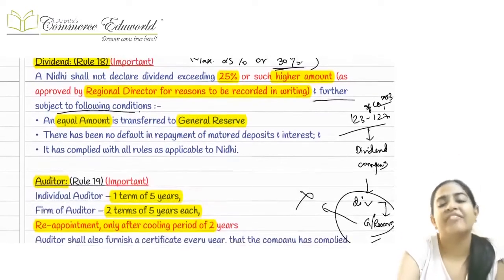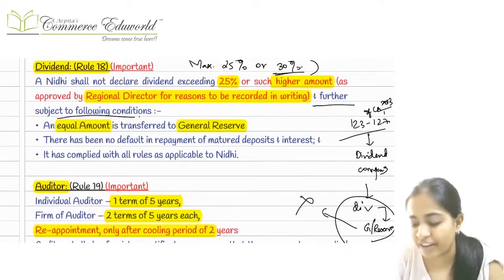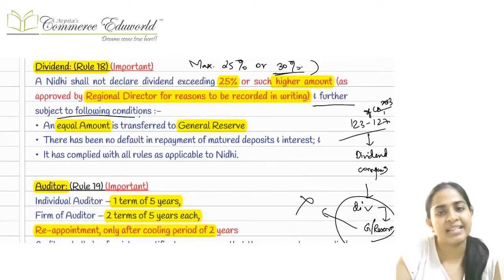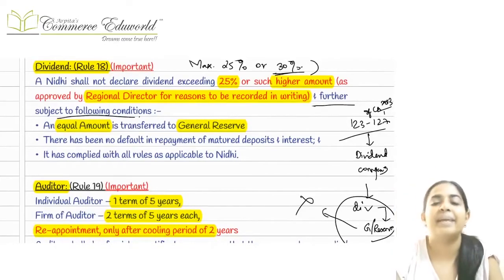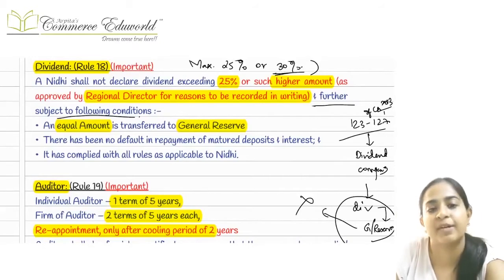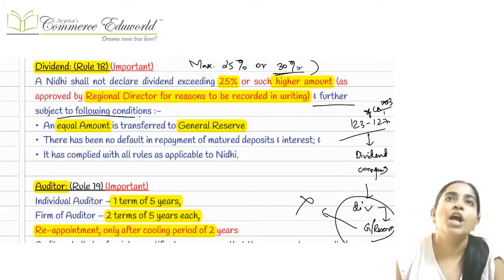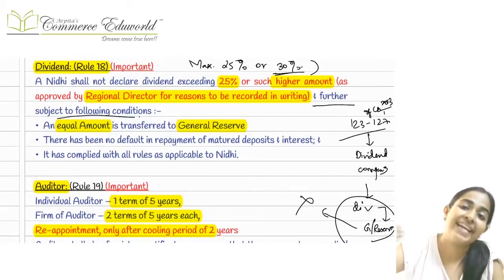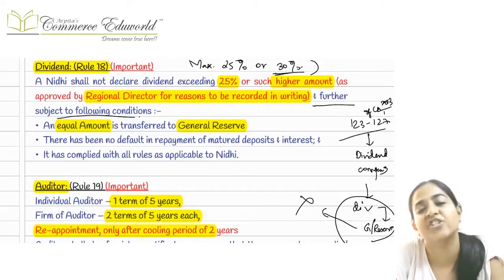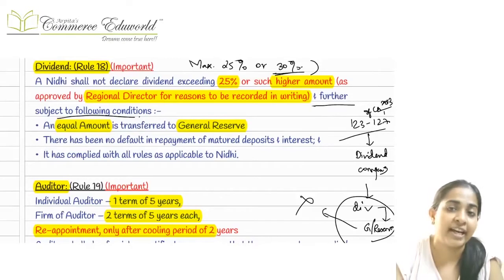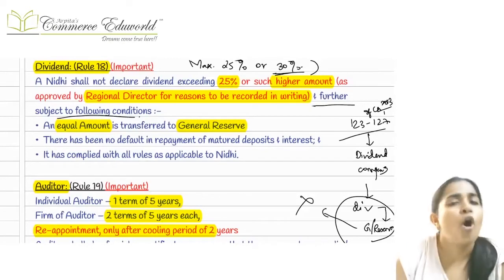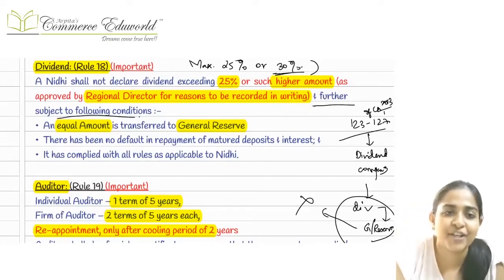Then going on to dividend. In case of dividend, Nidhi company, since it is having share capital, it can pay dividend, right? It can pay dividend of maximum 25% or any higher sum as approved by the regional director. But there is one important clause here, or we can say there are three conditions which are to be fulfilled here.